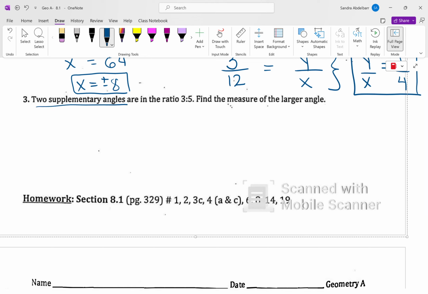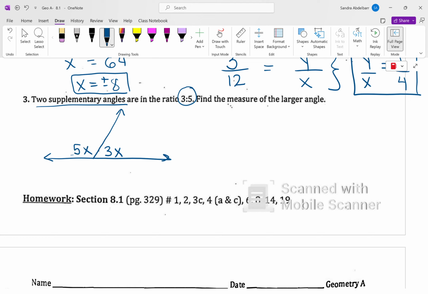All right, next word problem. Two supplementary angles are in the ratio of 3 to 5. So remember, supplementary angles make what kind of angle? 180, a straight angle. So I have a straight angle, and they're saying it's split into 2. So now they're saying the ratio is 3 to 5. The minute I take numbers out of a ratio, what do I have to put with them? X. So I'm going to have 3x and 5x.